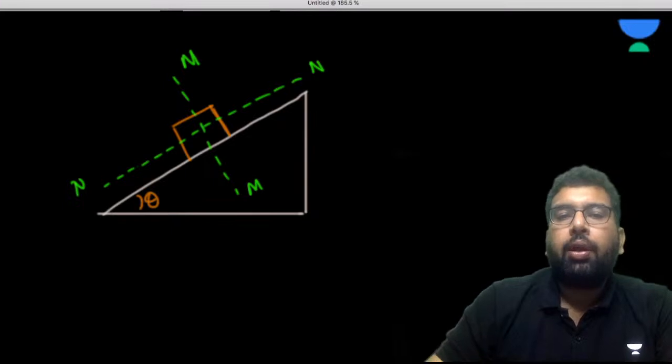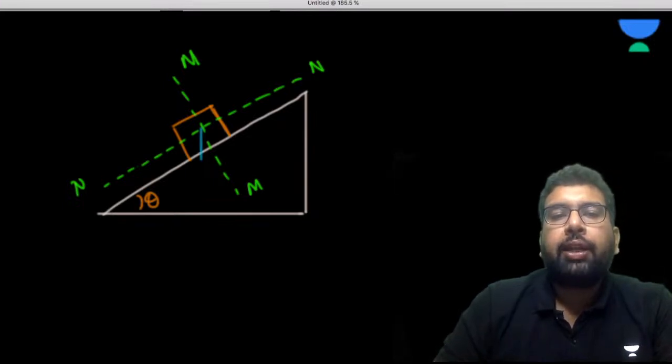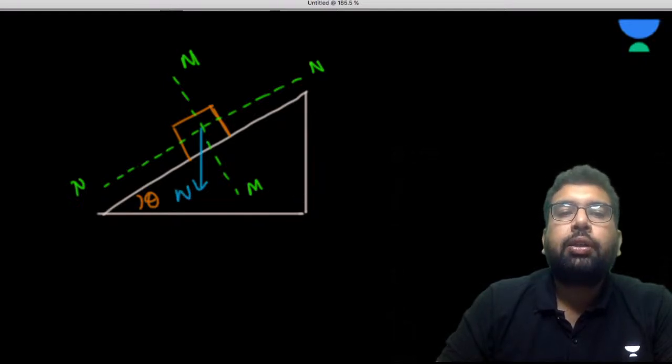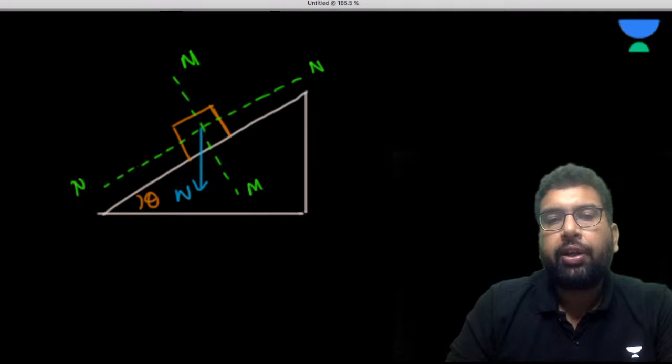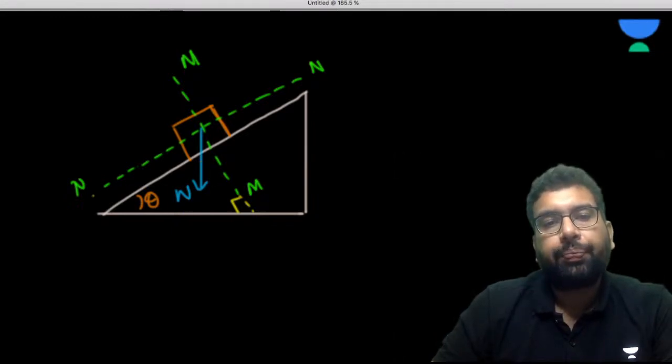Now please observe. Weight always acts vertically downwards. There's no confusion in that. So this is going to be the direction of weight. Now if this is theta, this is 90, this is 90. So this is going to be theta. How come, sir? See, I'll just extend this. If this is theta, this is also theta. This is 90, so this is 90 minus theta, right?